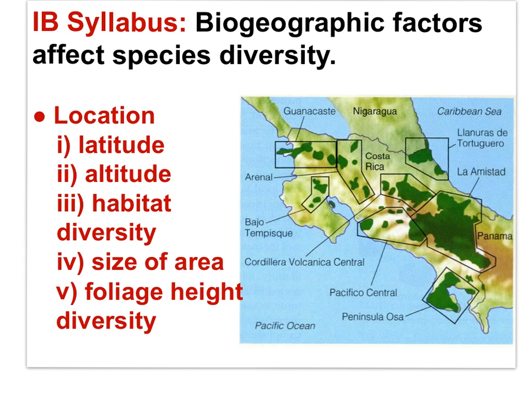So let's shift our attention to a last IB syllabus statement for this movie. Biogeographic factors affect species diversity. We will examine the effect of islandization and edge on diversity in the next movie, but here we will briefly look at the impact of location on diversity. We'll look at latitude, altitude, habitat diversity, size of the area, and even foliage height diversity. All of these are specific aspects of location that are important to influencing diversity.